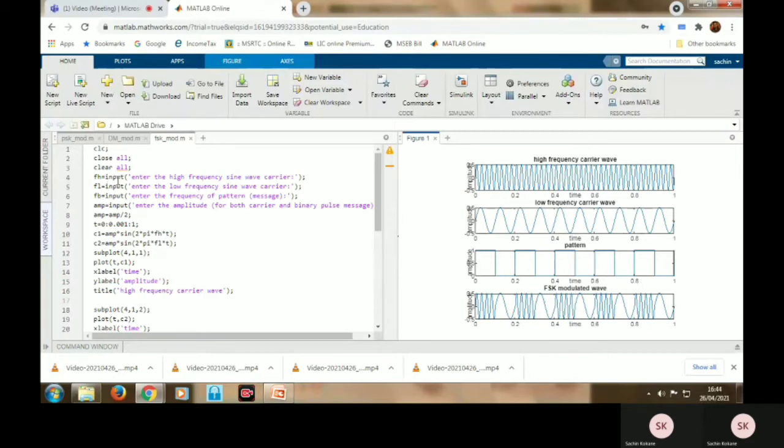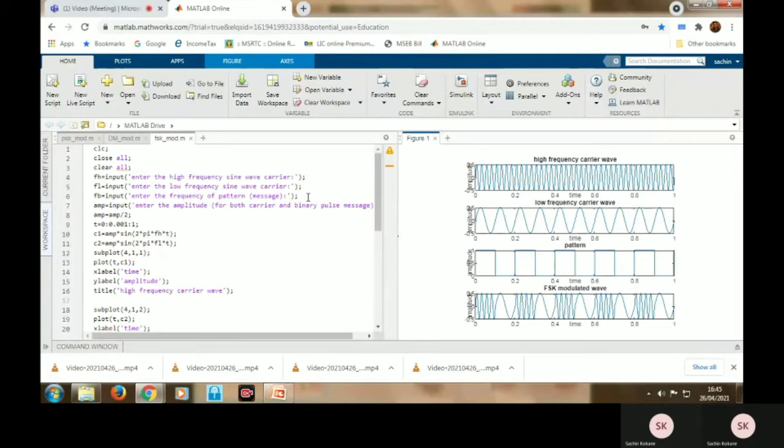Okay, so here it is the keyword input. Whenever there is the keyword input, it means that the user has to give the input through the keyboard. Whatever message we write inside the bracket will be displayed on the screen. So the first message will be displayed as: enter the high frequency sine wave carrier. After this we have to give the value of the high frequency carrier. The second message will be displayed as low frequency sine wave carrier, so again we have to give the low frequency carrier signal frequency. Next, the third message will be the frequency of the pattern, meaning the message signal, so we have to give the frequency of the message signal.